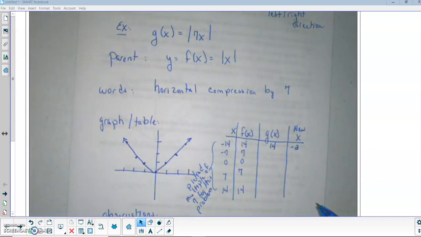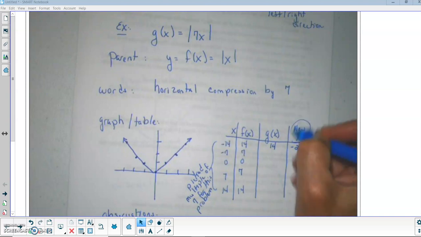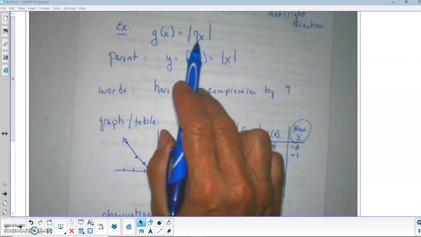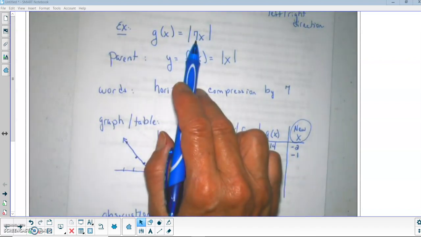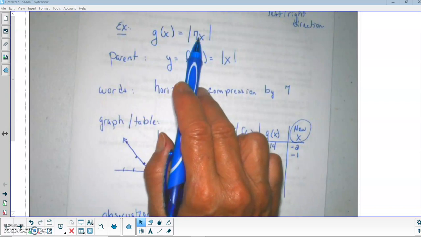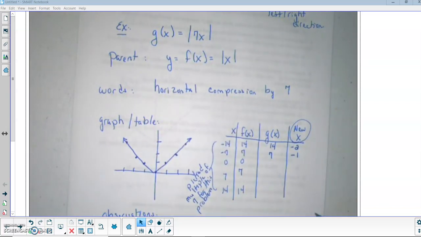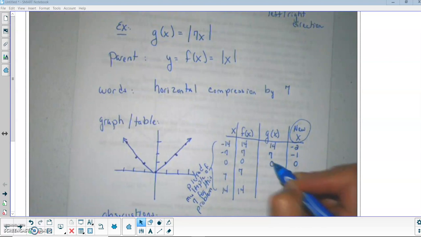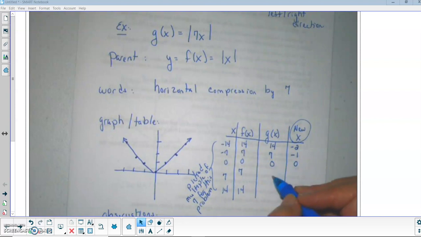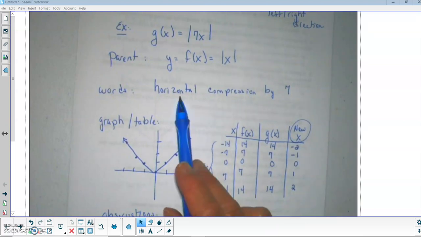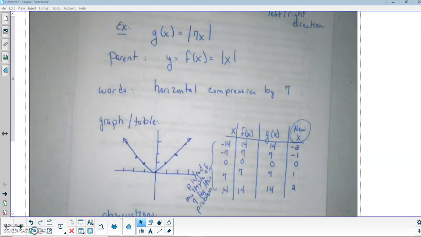Because I know that it's a horizontal change, I know I'm going to have new x's instead of new y's. Likewise, if I use -1 as my input, 7 times -1 is -7, absolute value of -7 is 7. So that would give me an output of 7. 0, there's no change. Similarly, in order to get an output value of 7 on this side, I only need a 1, and then I only need a 2. So again, I knew we were changing the x's because it's a horizontal transformation, not a vertical.